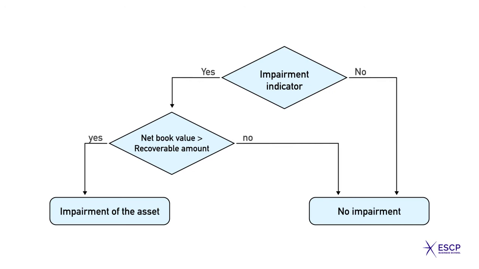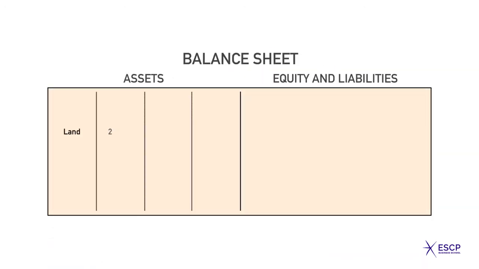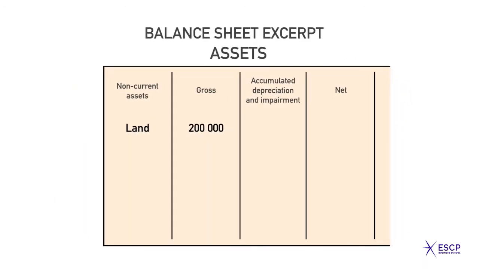Now it is your turn to think. Consider the case of land acquired for $200,000 in year N minus 5, which appears on the balance sheet at its initial cost. On 31st December N, local authorities decide to close the highway exit near the land, and the market value of the land is now estimated at $150,000. Do you think there is an indication of impairment?